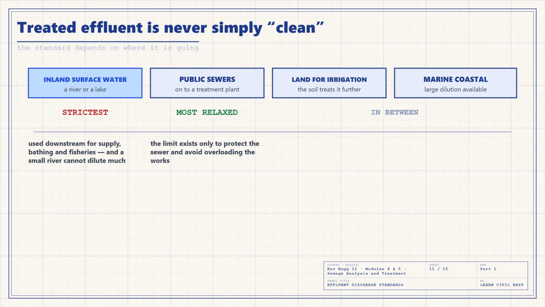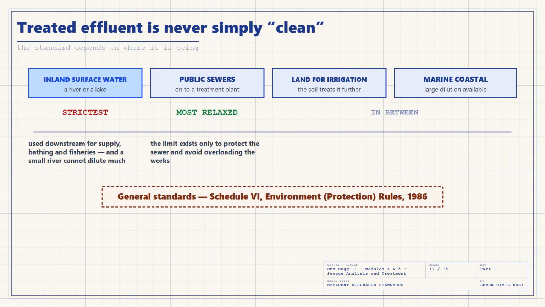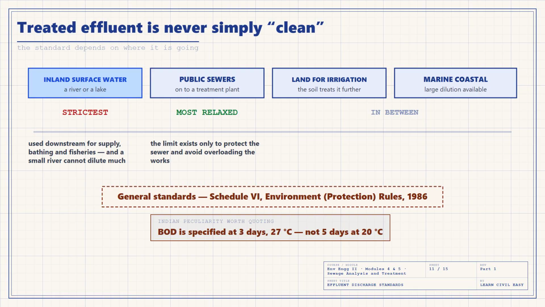These general standards are laid down in Schedule 6 of the Environment Protection Rules, 1986. And note one Indian peculiarity worth quoting. Our standard specifies BOD at 3 days and 27 degrees Celsius, not the 5 days at 20 degrees used internationally.